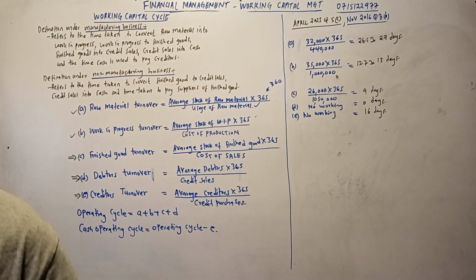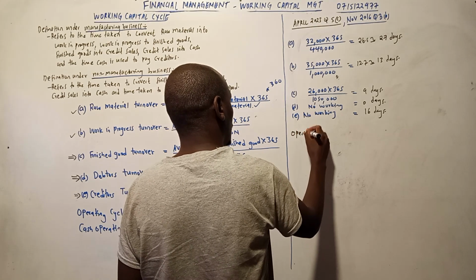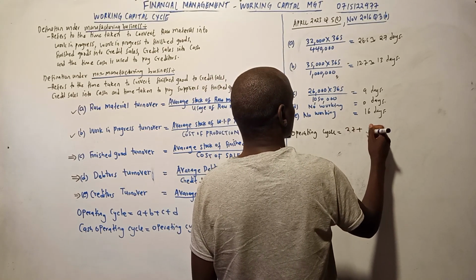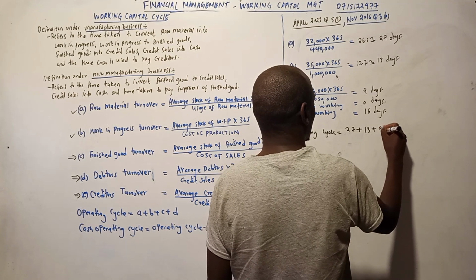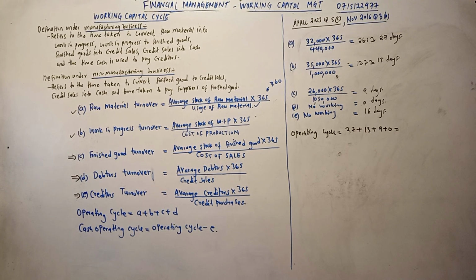Now number 1 requires the operating cycle. So the operating cycle, as usual, will be 27 plus 13 plus 9 plus 0. How much does that come to? 27 plus 13 plus 9, I get 45.